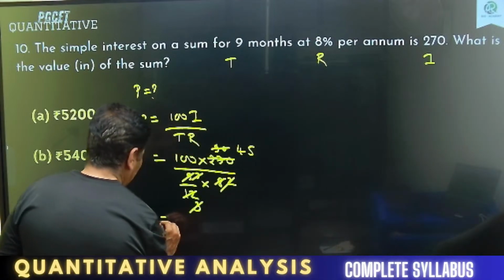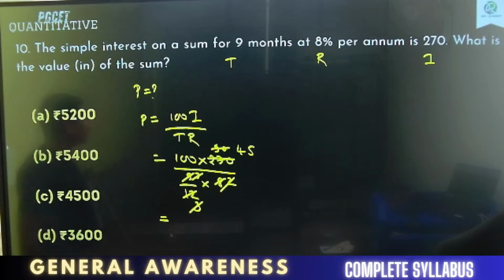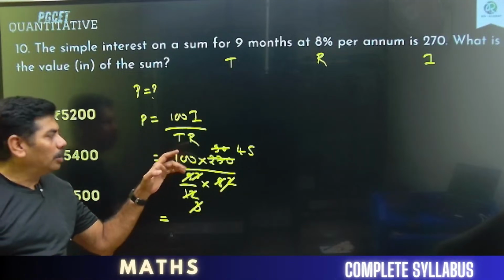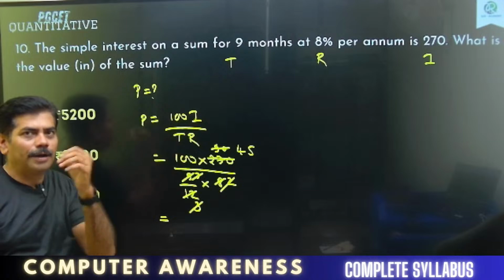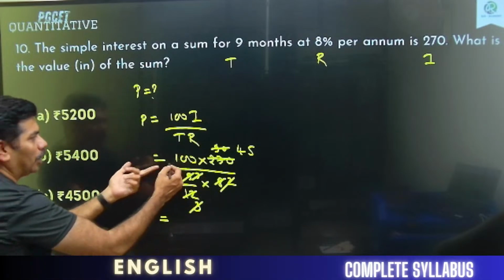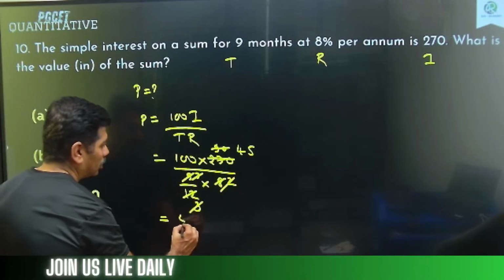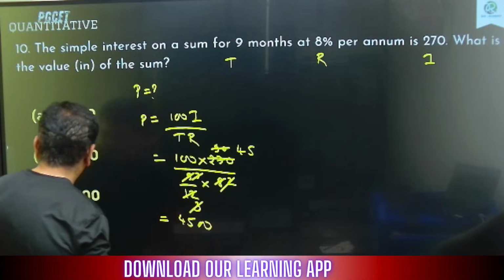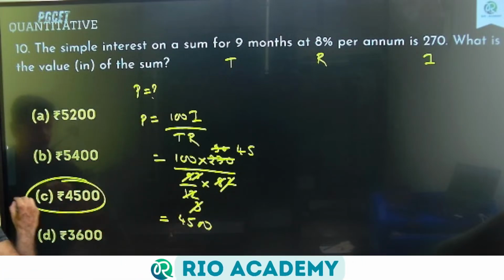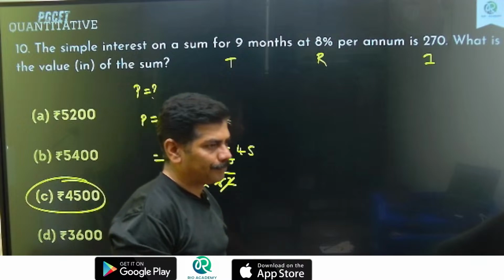And again I am reminding you what I told you yesterday, as much as possible keep 100 till the end, retain 100. Now multiplication becomes so simple. So this is 4500 rupees. So this is your correct answer.